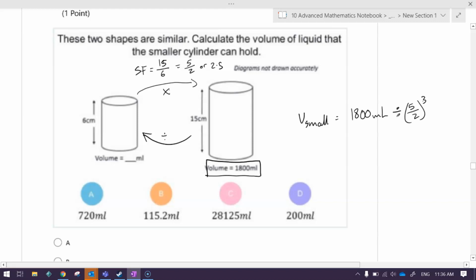Once for each dimension. So I go 1,800 divided by 5 over 2 cubed. You can push buttons on your calculator for that one. I'll allow you to do that. 115.2 millilitres.